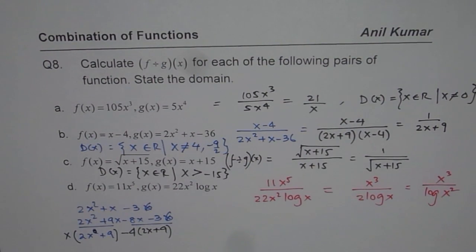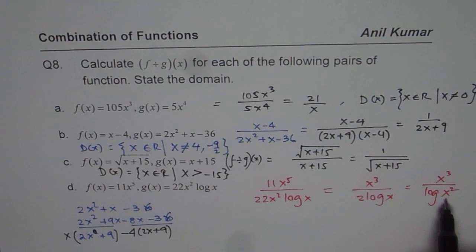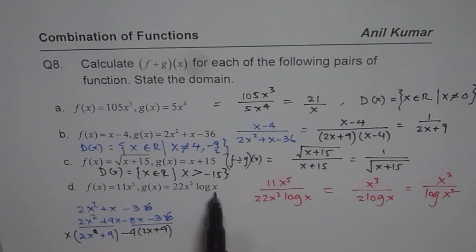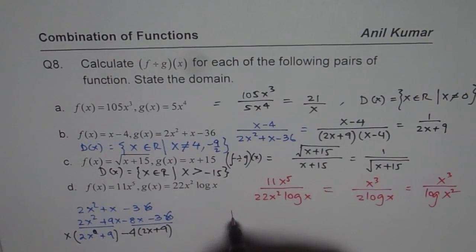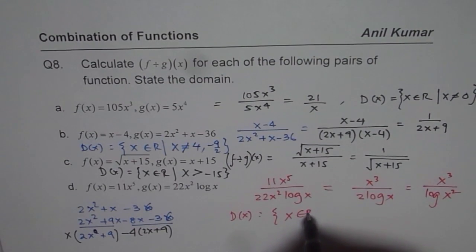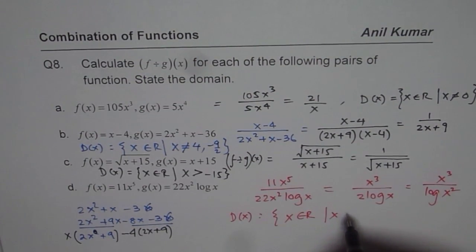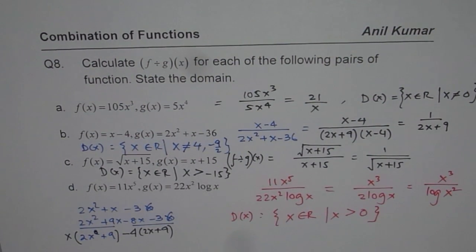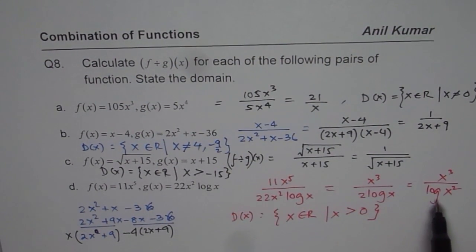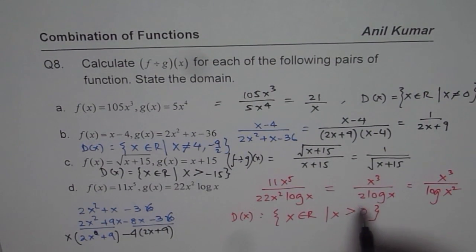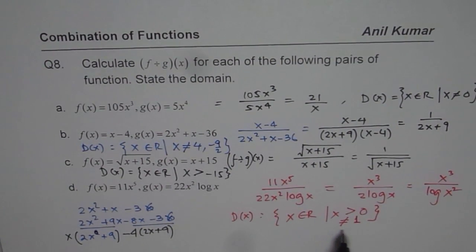But in any case, we know the denominator cannot be 0, right? Since g of x is given to us as log of x, we know that the domain should be, so let's write the domain here. Domain is x belongs to real numbers where x is greater than 0, right? Now in this function the denominator is 0 for x equals 1, so we have one more restriction, that is x is not equal to 1. So that is kind of important to add.